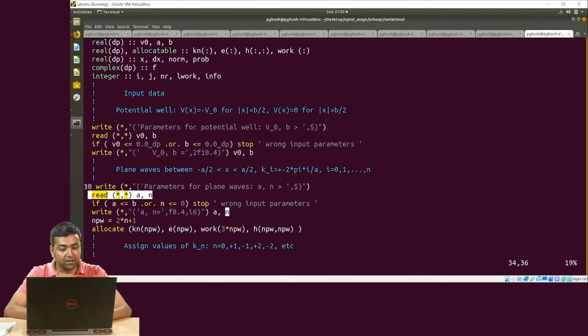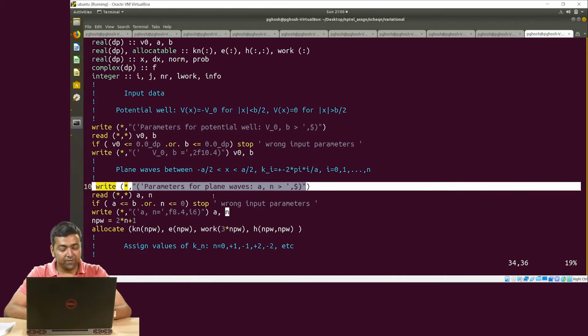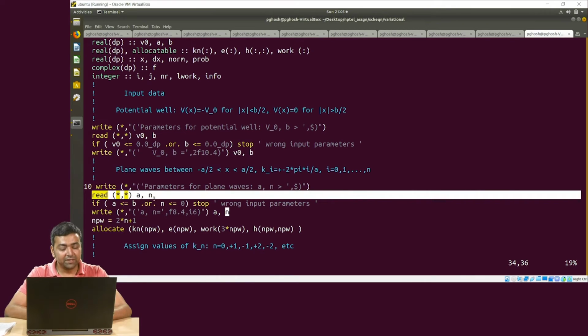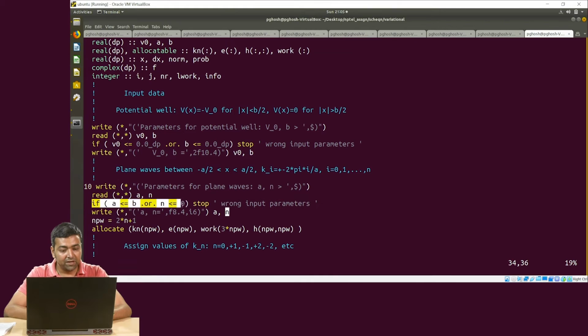This line asks the user again to give these values of A and n. Then in this particular line it reads in those values. Then again, like in the case of the parameters for the potential, here it checks whether the parameters are wrong. One thing we need to be careful about is that since we are using plane waves, which have a periodicity of their own determined by A, the potentials for which we are actually doing the calculations are periodic potentials.